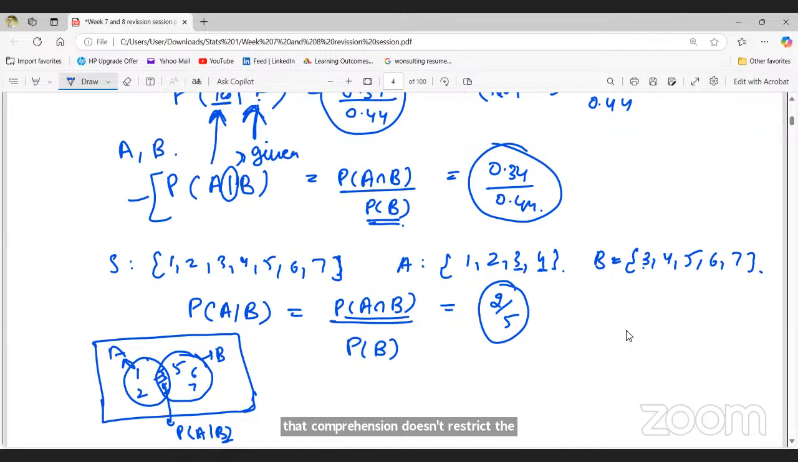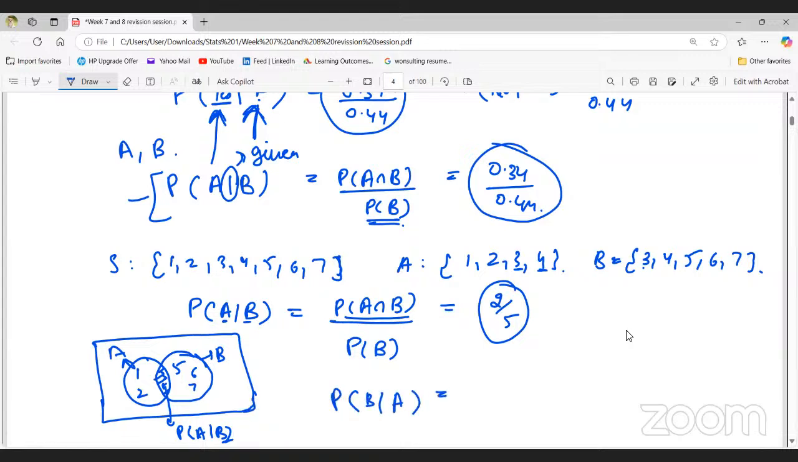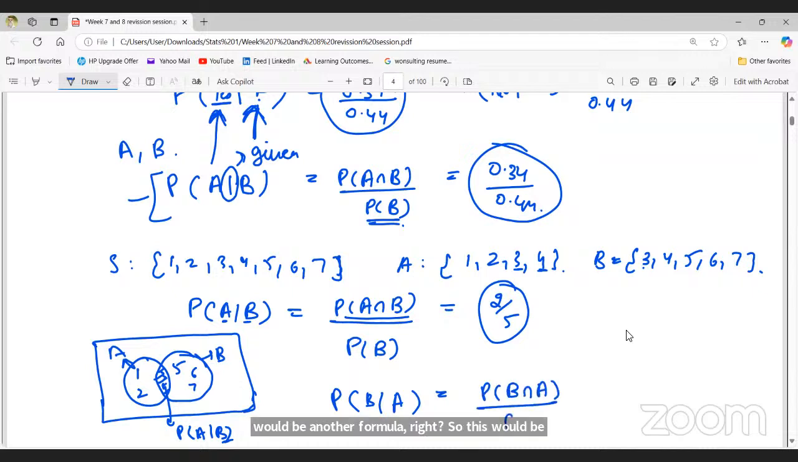It's just a question. If I'm asked to find the probability of A given B, I would use this formula. If I'm asked the probability of B given A, it would be another formula: probability of B intersection A upon probability of A. The answer would be 2 by 4 only.